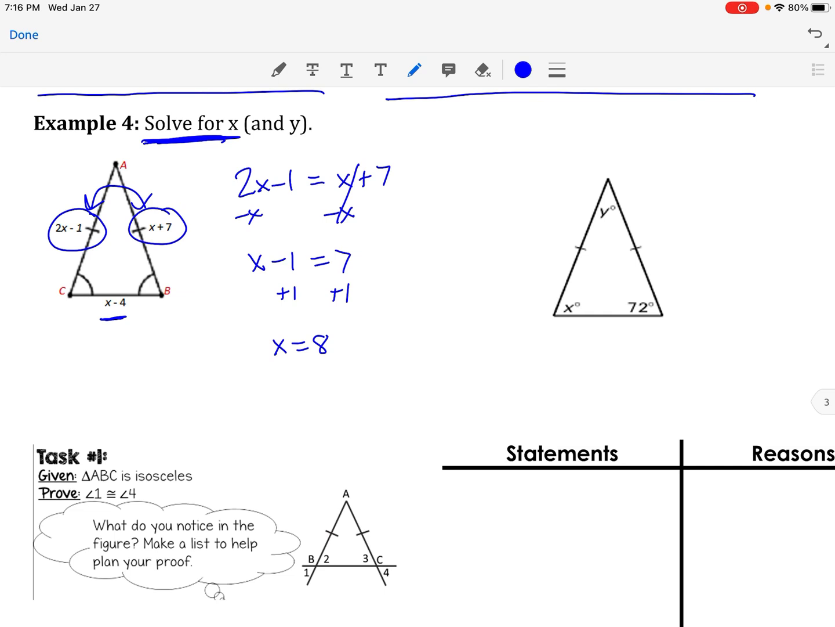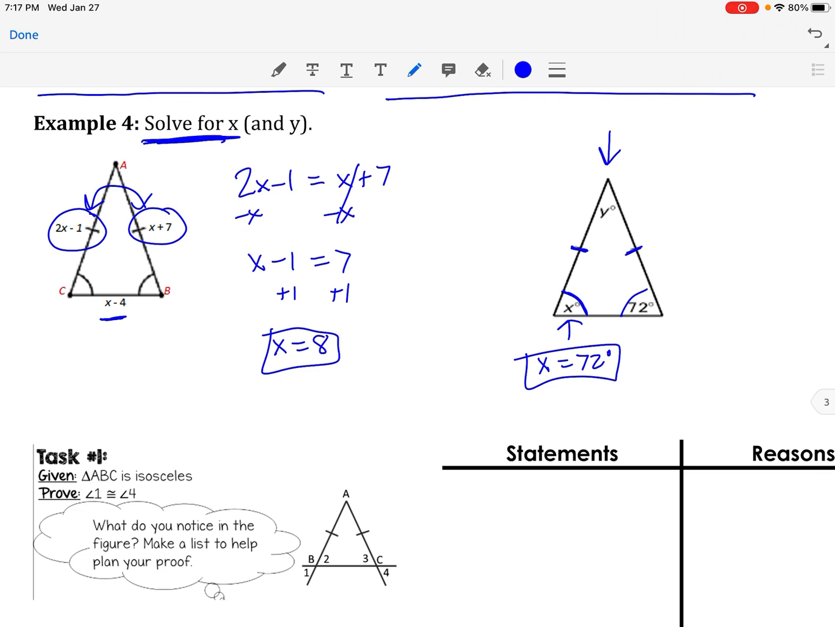Now let's jump over to this right triangle. So here's a different situation, still an isosceles. So it only has marked that these two sides are congruent, but because of our isosceles triangle theorem, I know that these two angles are also congruent. So if I know that these are congruent, I automatically know that this x value also equals 72. So I have my x value there.